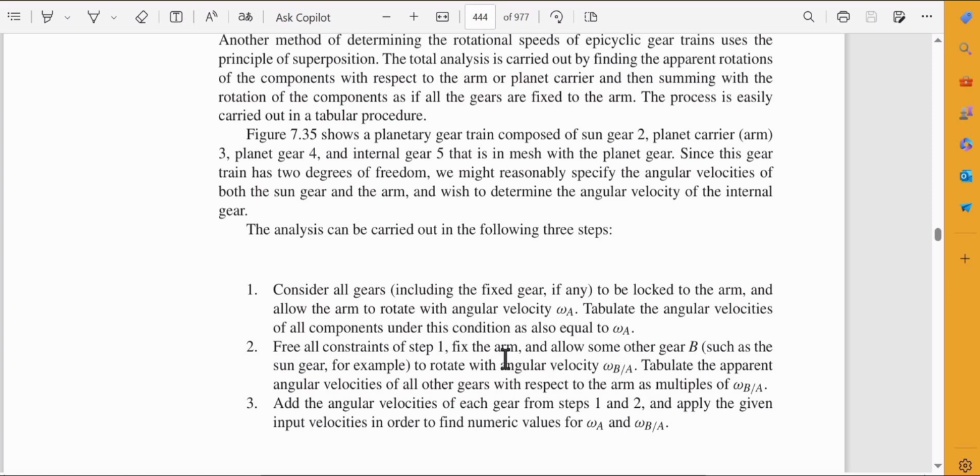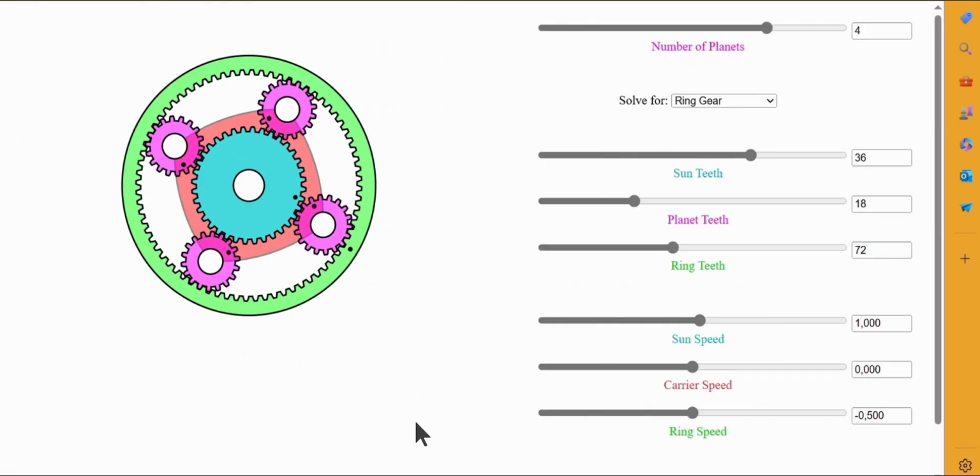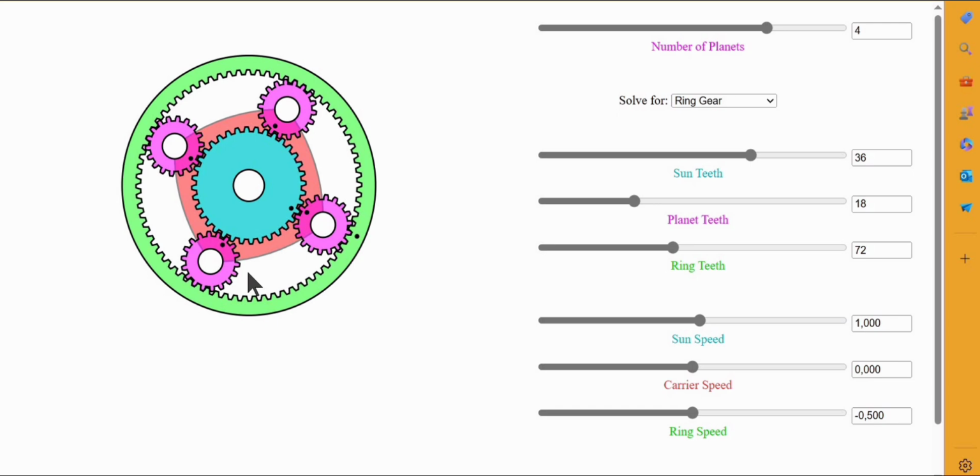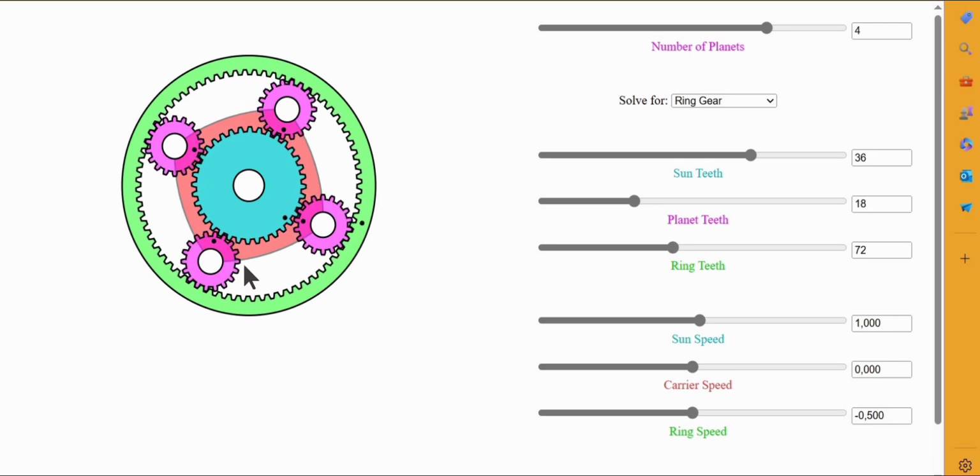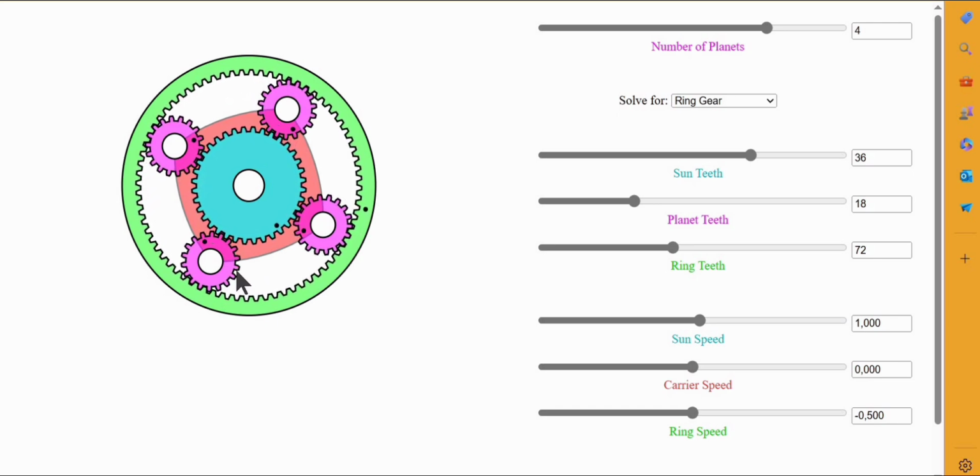So now we are fixing the arm. Do you guys remember what I taught you? When the arm is fixed, we now have a simple gear train. Yes, step number 2, remove that constraint. The gears are no longer fixed to the arm. Everything is back to normal, but the arm is fixed.